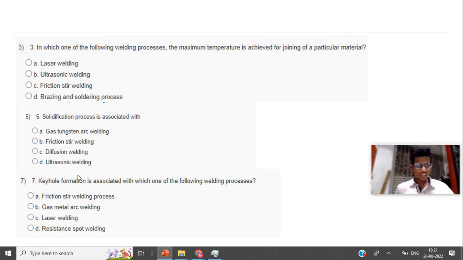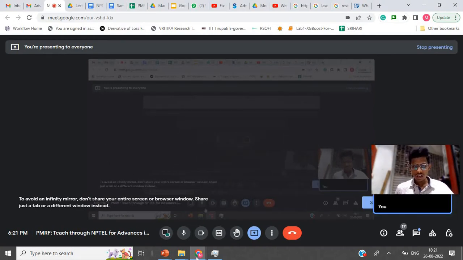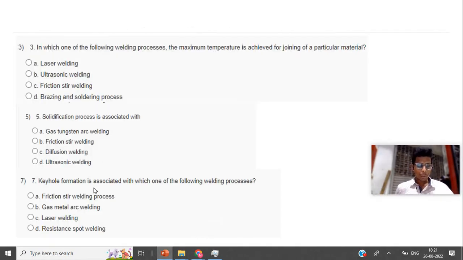Next question: in which process is keyhole formation associated? Options are friction stir welding, gas metal arc welding, laser welding, resistance spot welding. I think you guys have already solved this in the prerequisite, right? And you would have also seen the answer. If someone knows the answer, someone has typed laser welding. Yes, laser welding. As I explained earlier, laser welding is a high energy beam welding. Because of that, keyhole formation will occur, because of which we can achieve higher penetration.